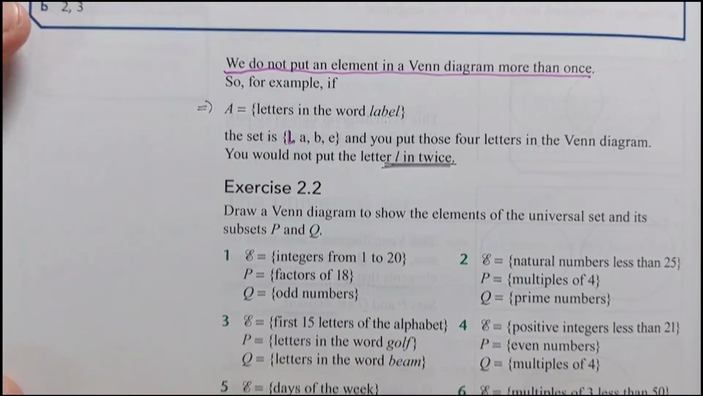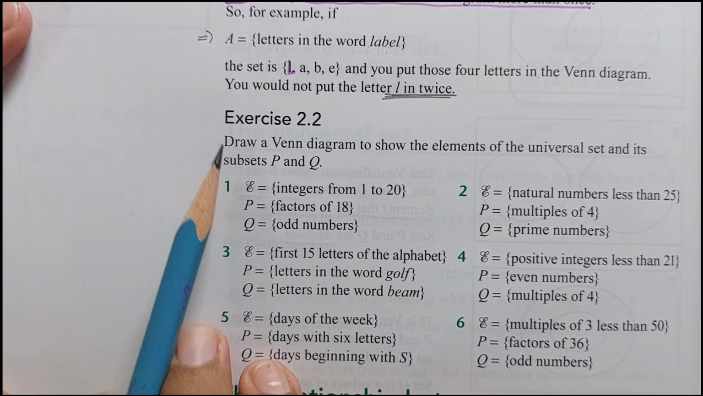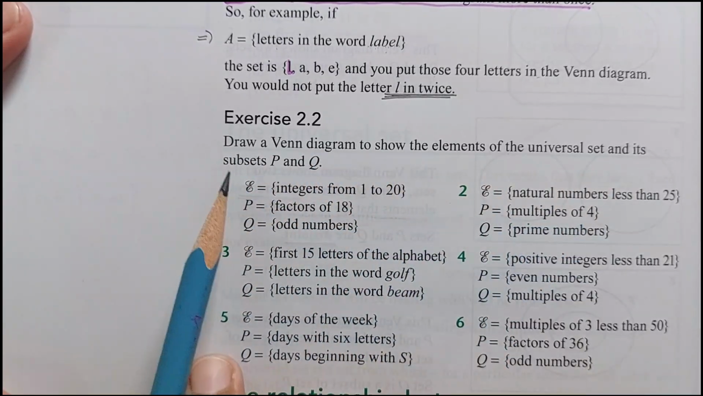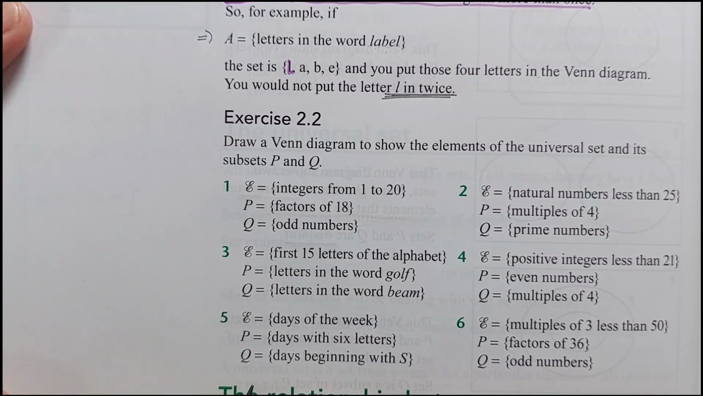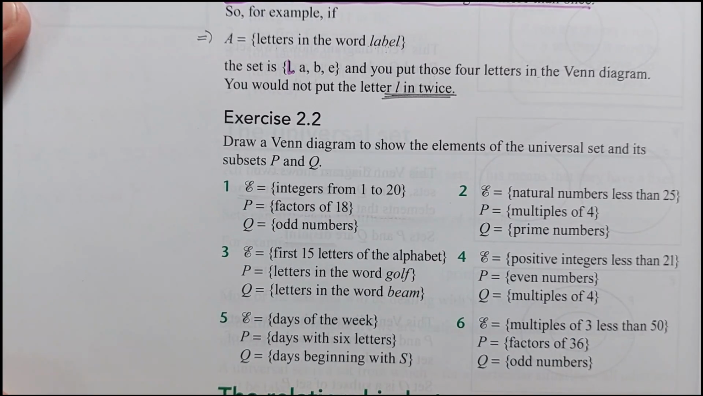Okay, so here is an exercise, the practice questions for you guys. Exercise 2.2: draw the Venn diagram to show the elements of the universal set and its subsets P and Q. I want you to practice these 6 questions, and you can take a printout of these questions and practice. And if you get stuck in any question or you do not understand anything, you can simply comment in the comment section, and you can take help from me.